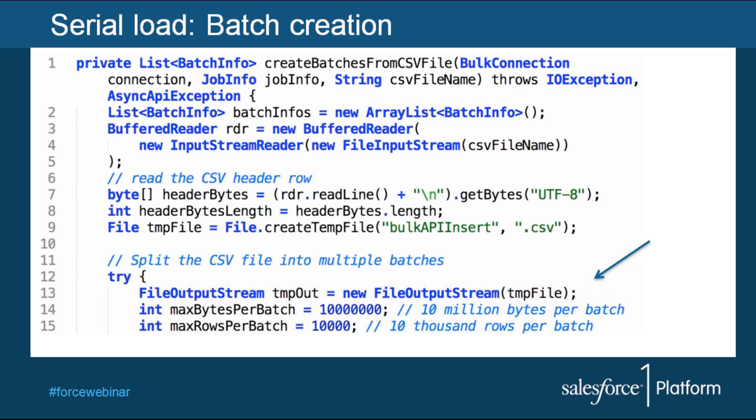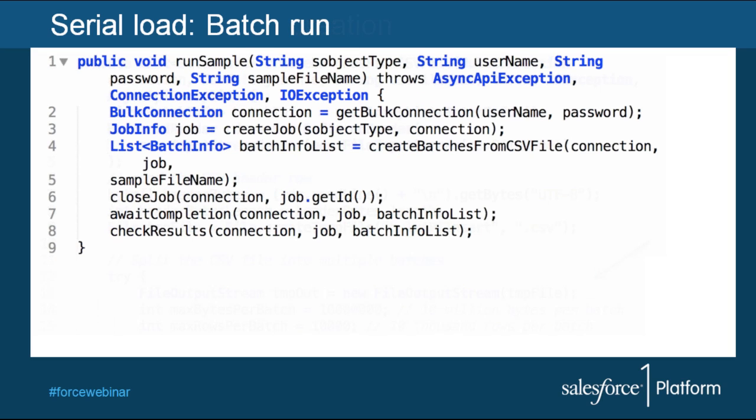So once we get our batches all set up, the next code snippet just takes those batches, sends them off to Salesforce, waits for completion, and then we can check the results. So it's pretty straightforward. The code that we're doing here, by the way, will be available on GitHub, and we'll give you a bit.ly at the end of the webinar that you can use if you want to download these.